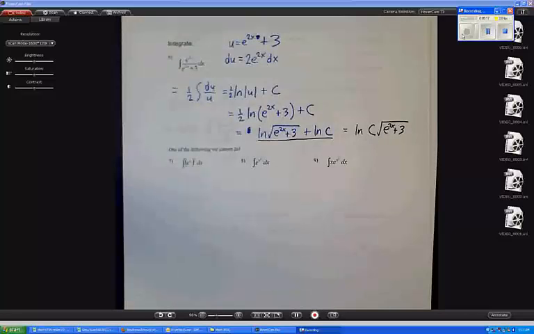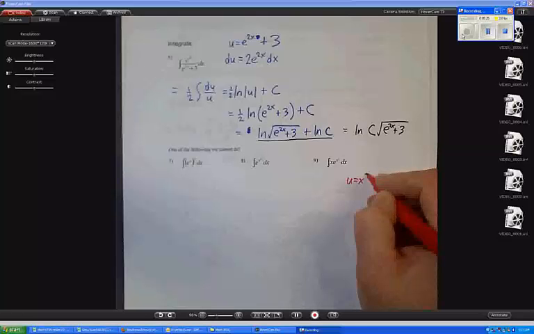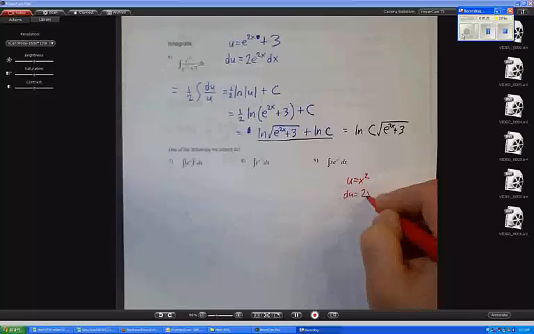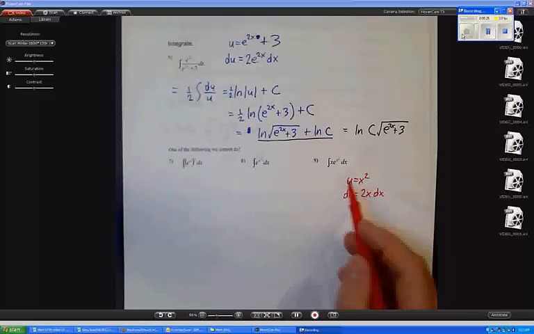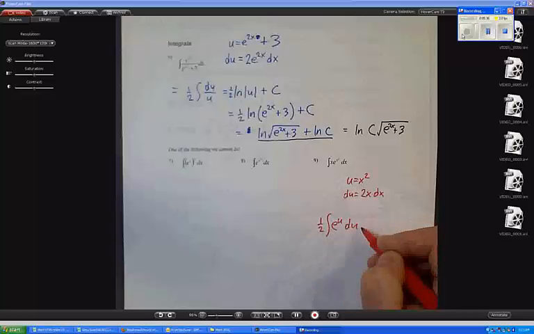7, 8, and 9, which one can you not do? We did 7. It's 8. 9 works, doesn't it? How do you do 9? Let u equal x squared, du equals what? 2x dx, and so 2 in there, so I have 1/2 integral e to the u du. I was lucky that I had an x.